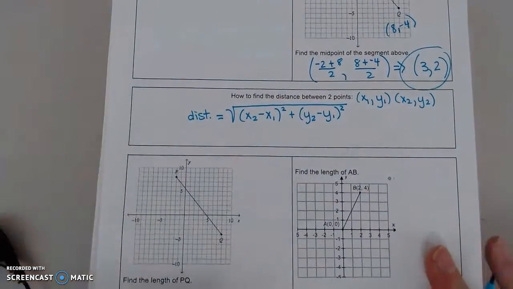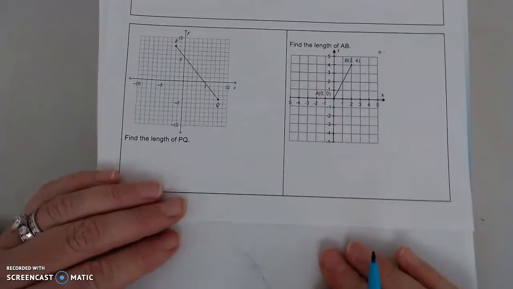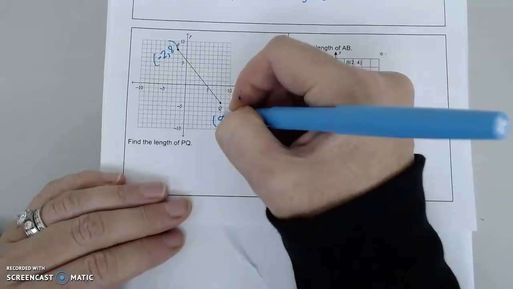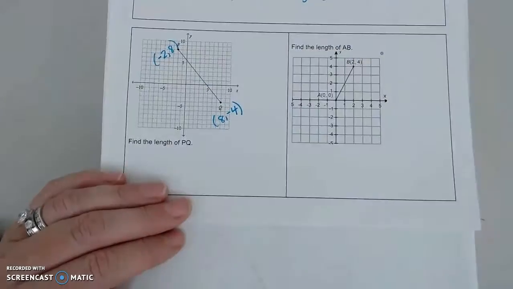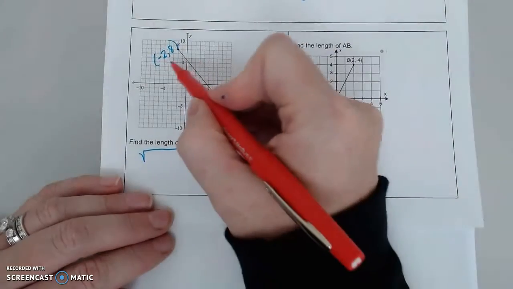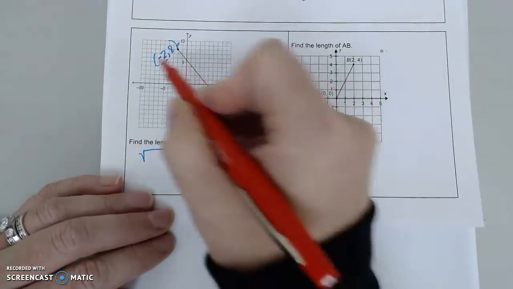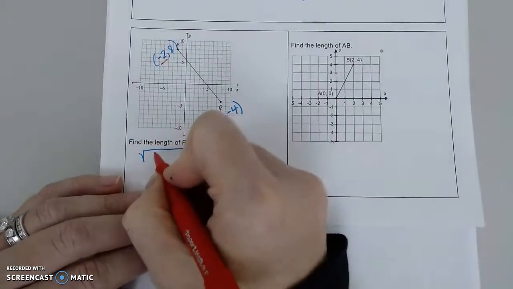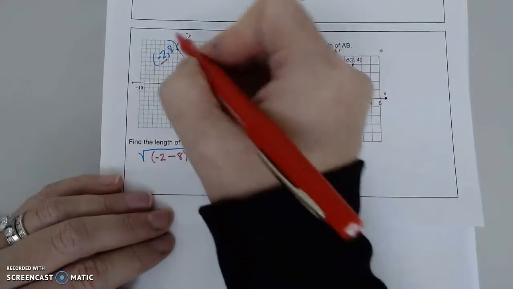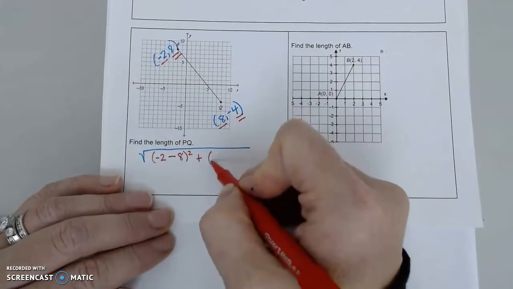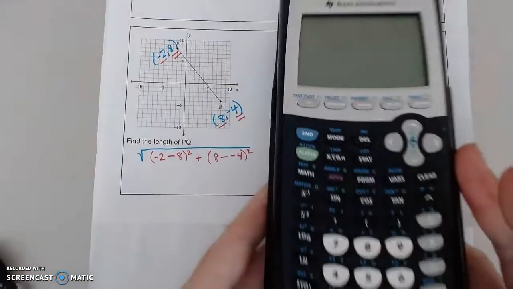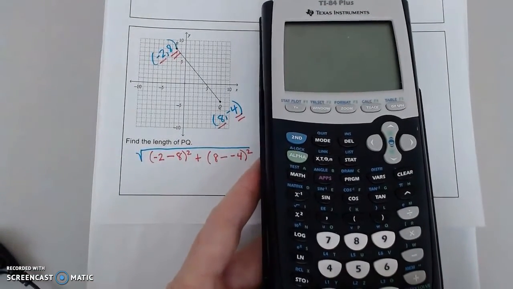Okay, so for our example, if we want to find PQ, it's going to be the same ordered pairs, and I want to find out how long that segment is. I'm going to take x minus x, and you can subtract in any order, but you're going to have to do the y values in the same order. So I'm going to do -2 minus 8, plus we're going to do the y values, 8 minus -4.